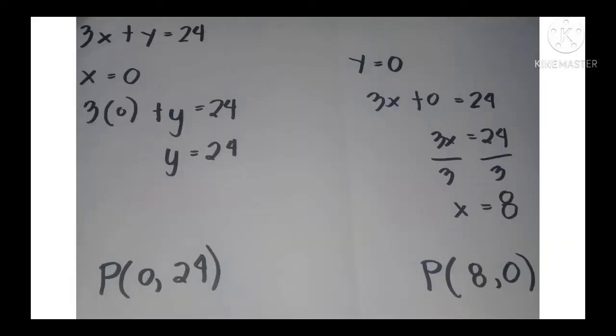For the last constraint, if x is equal to 0, then y is equal to 24 with a point of (0, 24). If y is equal to 0, then x is equal to 8 with a point of (8, 0).